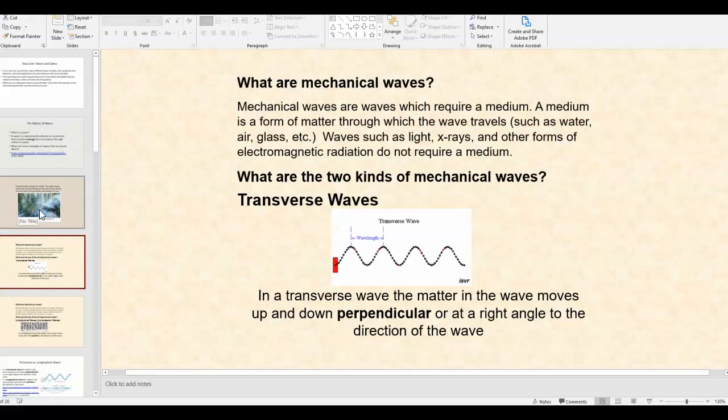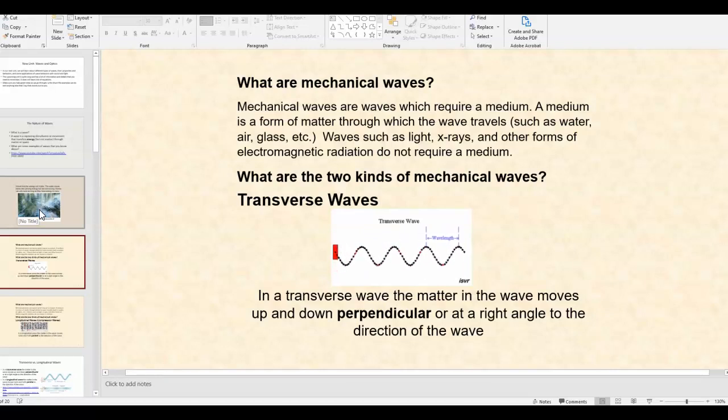All right, so let's talk about different types of waves. There are different ways to classify and define waves. One way is by defining what's called a mechanical wave. So what is a mechanical wave? A mechanical wave is a wave which requires a medium. So what do I mean by medium? We talk about medium a lot in this unit, and a medium is basically something that the wave travels through.